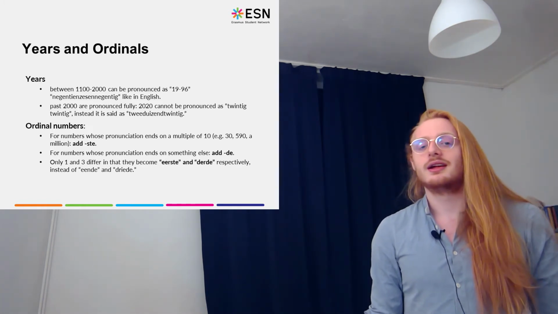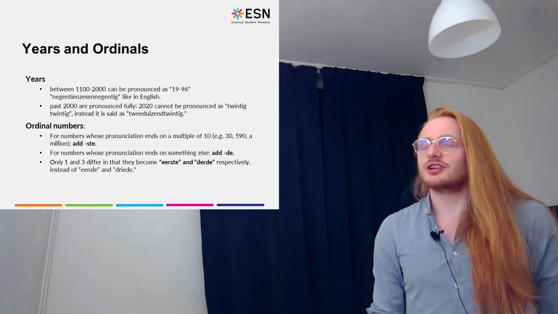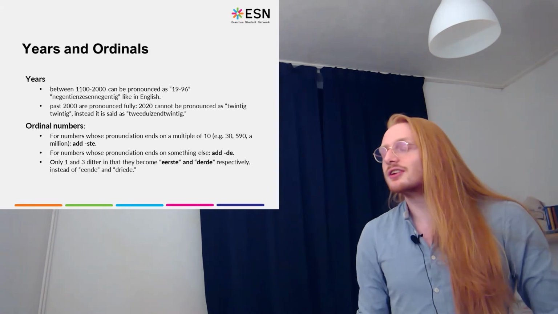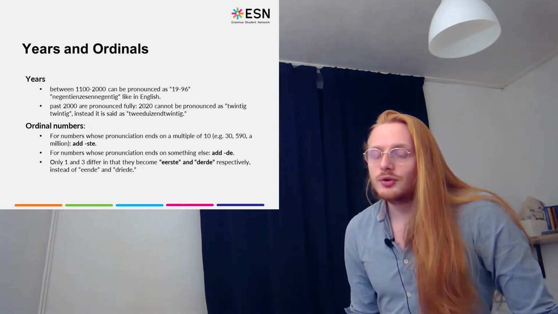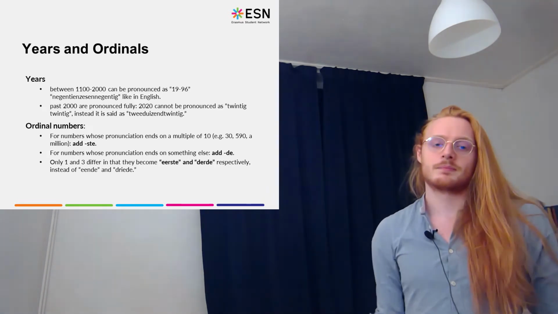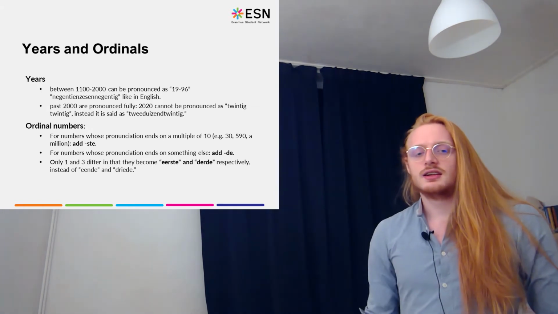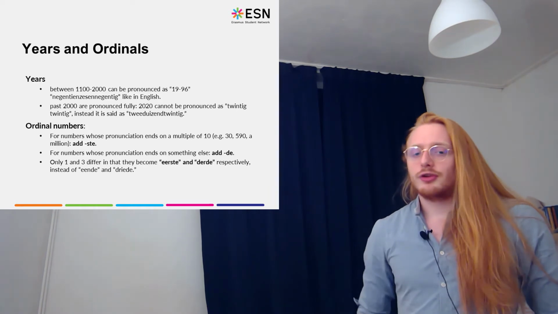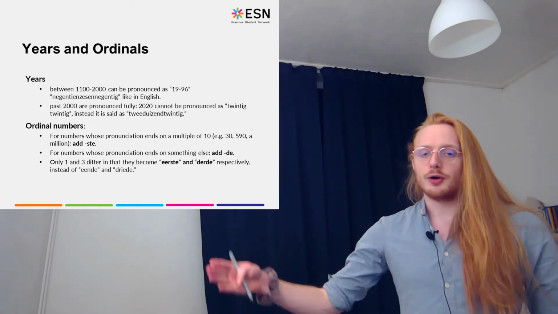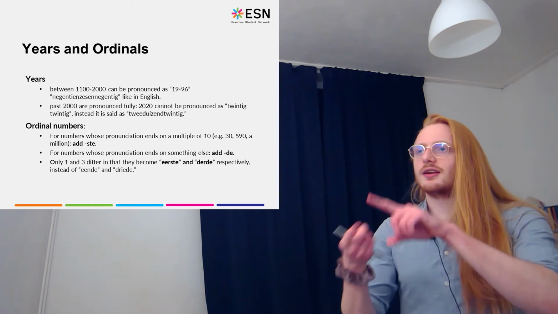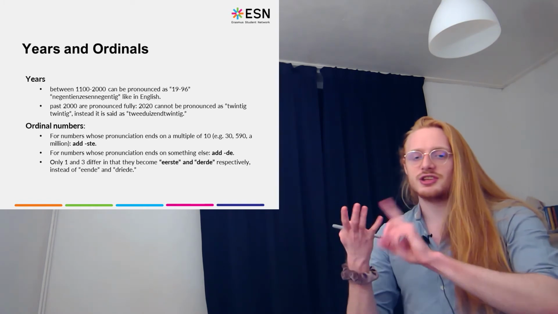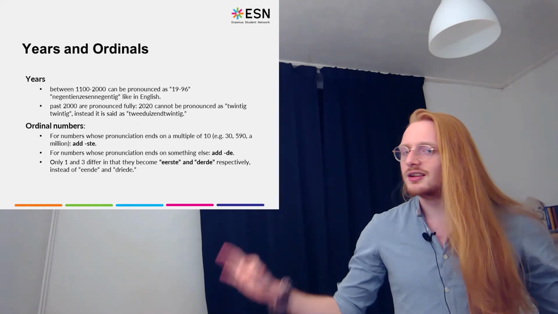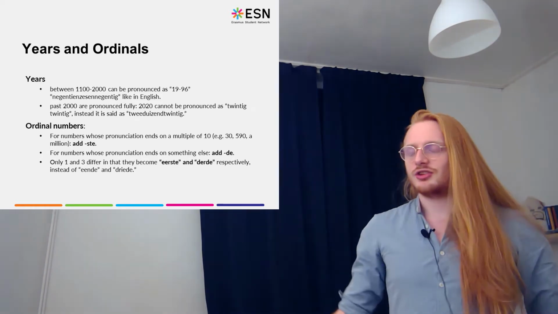For example, 30 becomes dertigste. 590 becomes vijfhonderdnegentigste. A miljoen becomes miljoenste, a millionth, or the millionth. You just add ste. For the others, you add de. For example, tweede, vierde, vijfde, zesde. The only exception to this is acht. You don't say achtde, you say achtste.